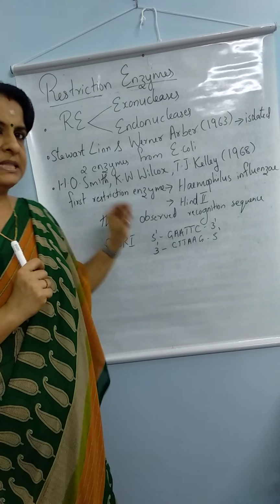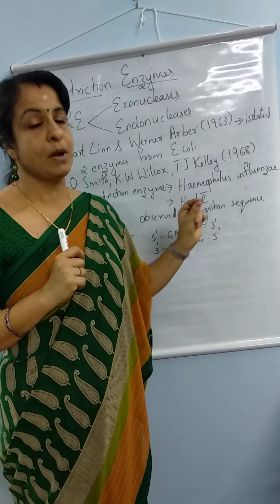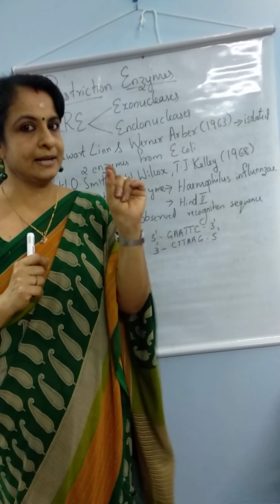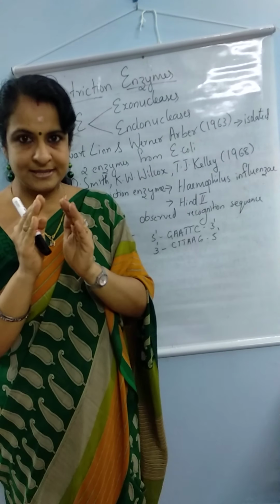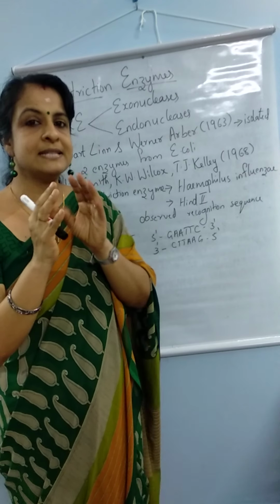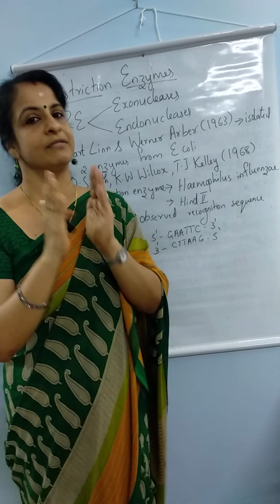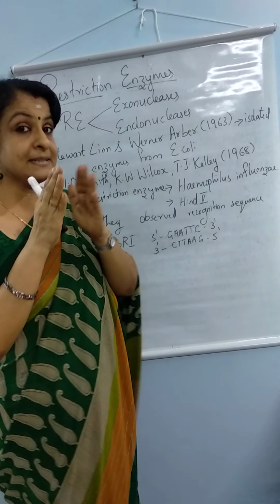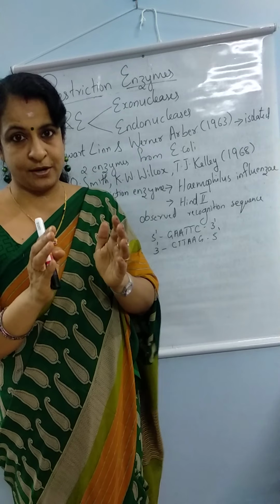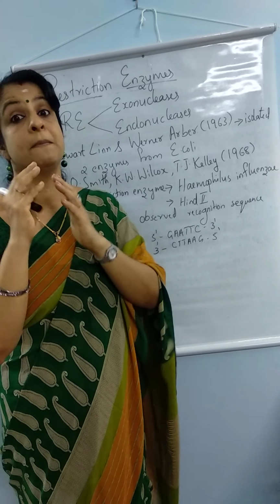Now, they observed that this restriction enzyme always recognizes a particular sequence in the DNA and always makes a cut in a particular region of the DNA strand. And this particular region consisted of 6 nitrogen base pairs.